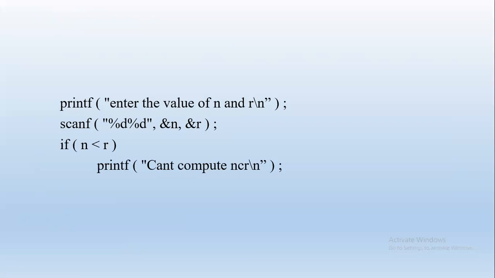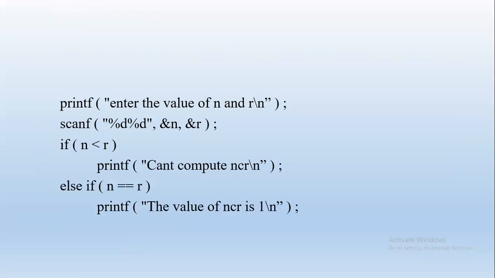If n is less than r, we cannot find out NCR. That is the rule for finding the NCR value. So n should be greater than r. If n is less than r, we just display that we cannot compute NCR. Next, else if n is equal to r, that means the value is 1. We know that 5C5 is nothing but 1. So in this case, we can simply display 1. Value of NCR is 1.